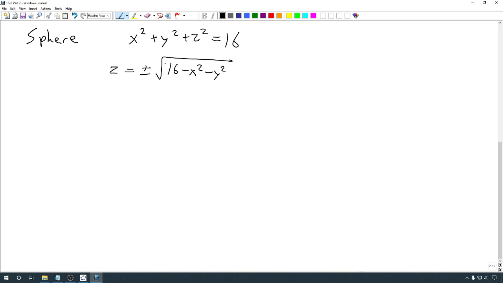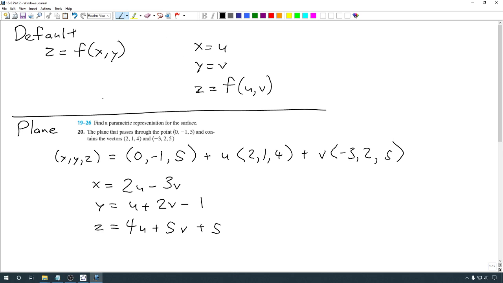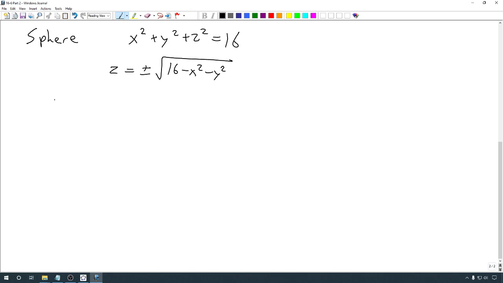We actually end up with two different surfaces here, technically. We have a top surface where we have the plus sign, and a bottom surface where we have the minus sign. That means our top and bottom hemispheres have to be separate parameterized surfaces if we were to try our default parameterization. But we can actually do the entire sphere using one parameterization.